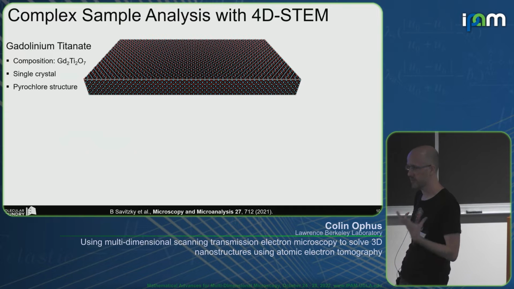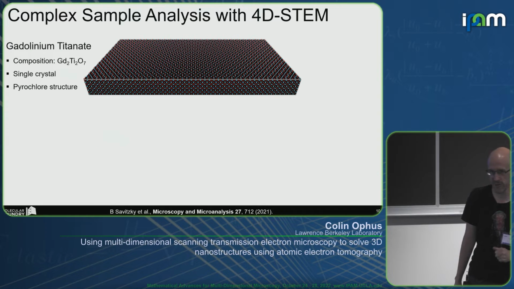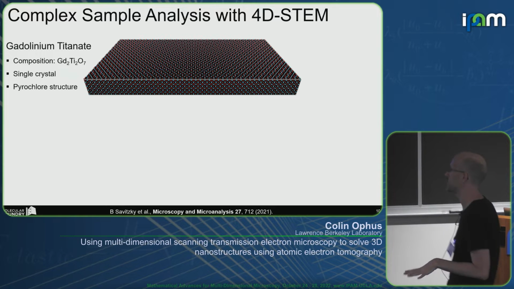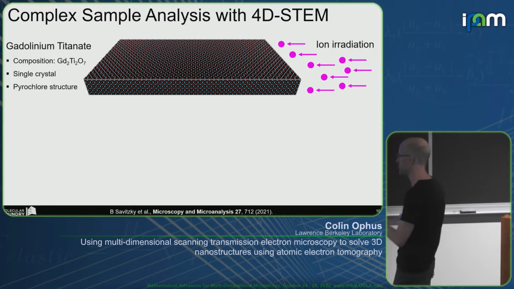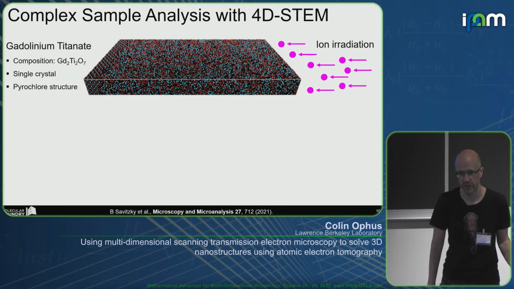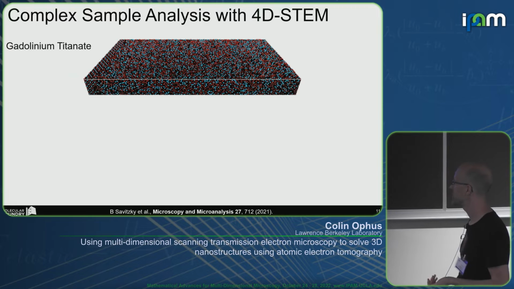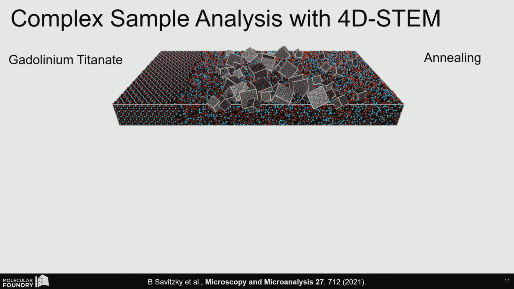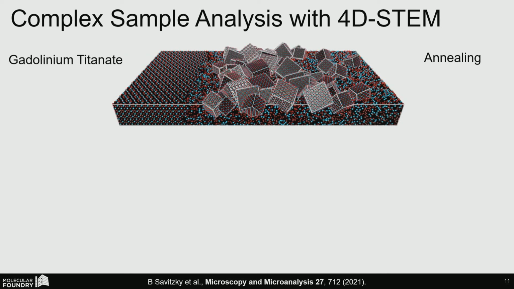So let me show you a real experimental example. This is a user sample that they brought to our facility, a pyrochlore single crystal gadolinium titanate sample. They put it next to the reactor, ion irradiated it, you amorphize deep into the material, and then they perform an annealing experiment. You start to regrow from the single crystal into the amorphous material, but you also nucleate a bunch of randomly oriented polycrystalline grains.